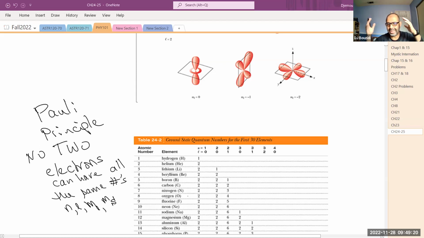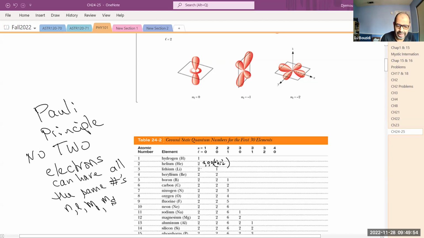ML can only be between negative L and positive L, all integers also. But since L is 0, I can have it between negative 0 and positive 0, so it's also 0. So for N, in this case, I have 1. For the case of L, it's 0. How much is the ML? It's 0. Then in this case, I can have 1 electron plus 1/2 and the other electron negative 1/2, and that is fine. So I can still have 2 electrons in there.